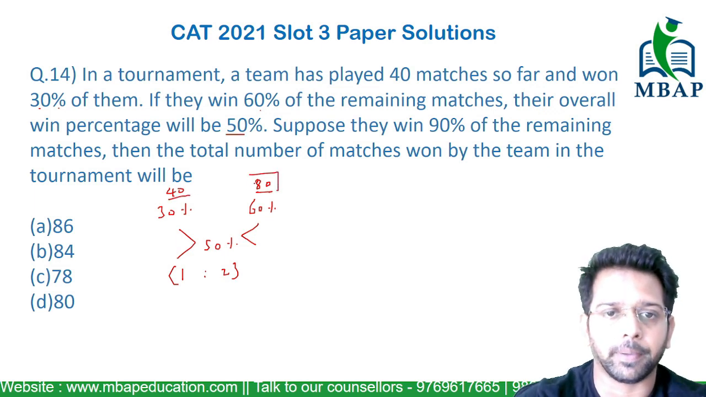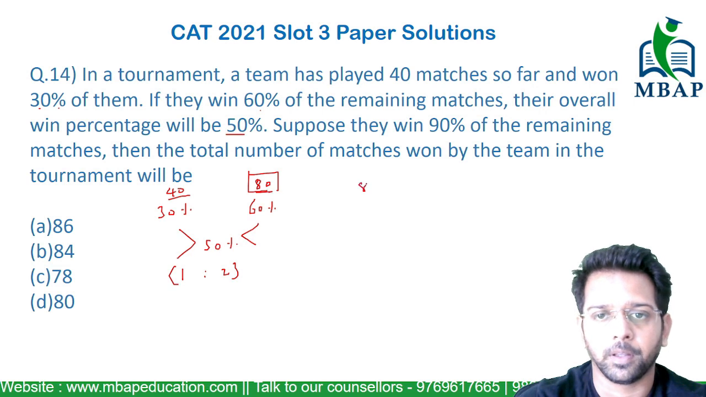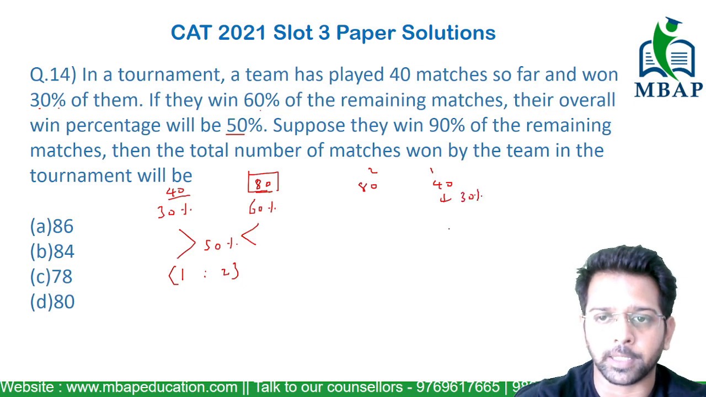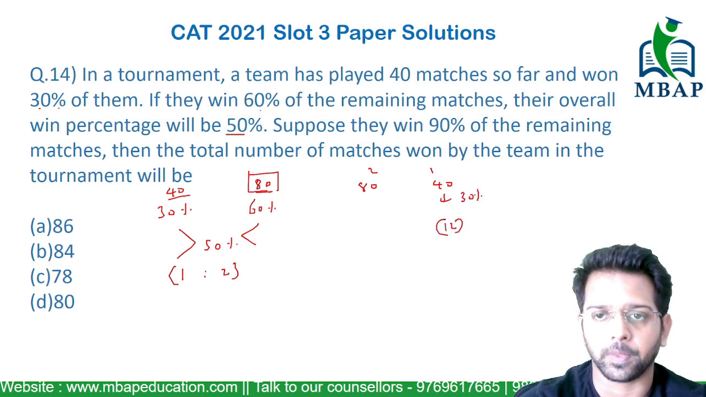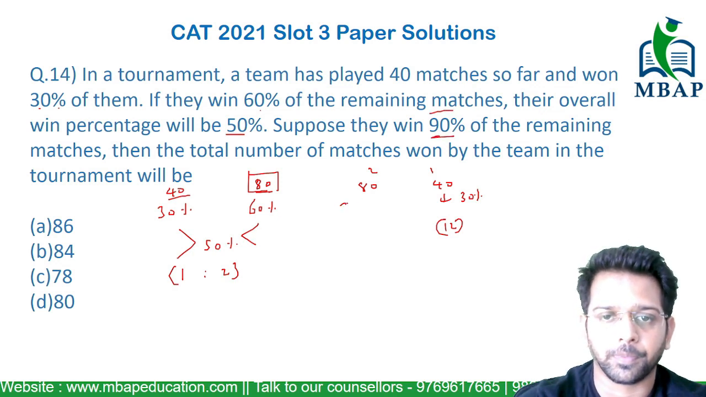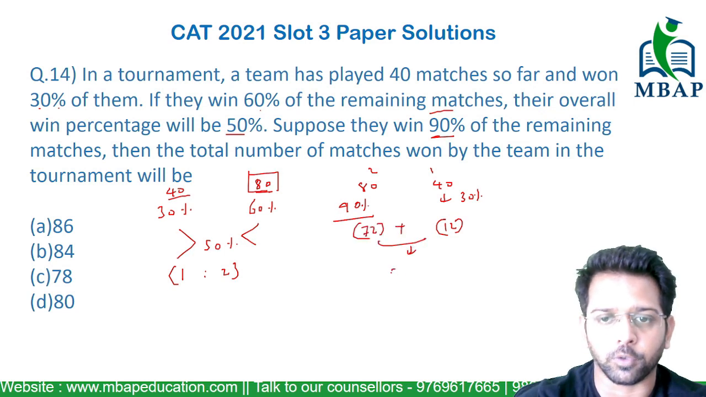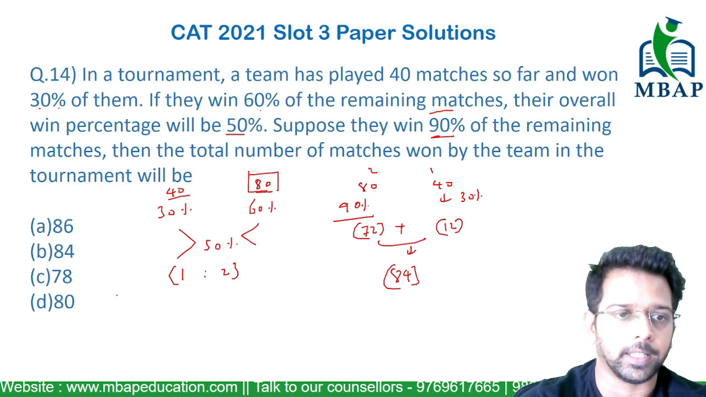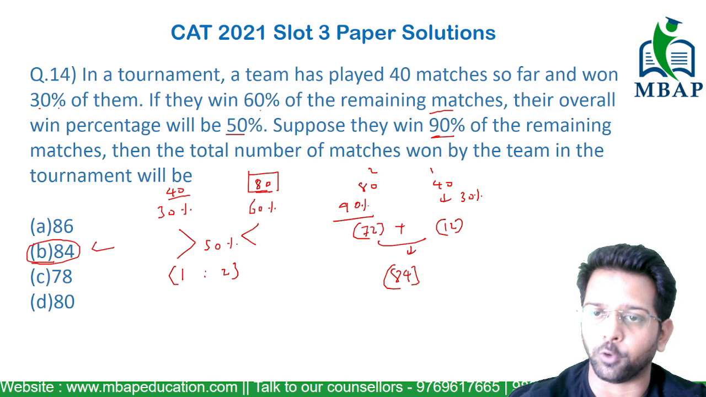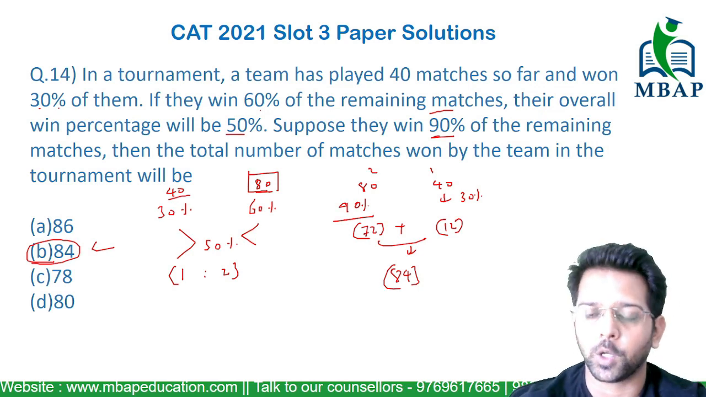Now 80 is the number of matches which I am playing here in the second half, and in the first half I am playing 40 matches. The winning ratio is 30%, so I am going to win 12 matches here. Now the question says, out of 80 matches, if you are winning 90% of it, 90% of 80 will give you 72. So my total number of wins will be 72 plus 12, which will be 84. And hence, the answer, slightly easy. You will simply mark option number B, 84, to be the correct answer for this question.